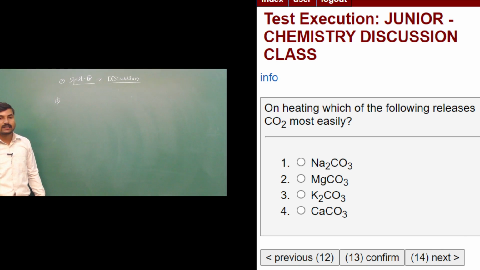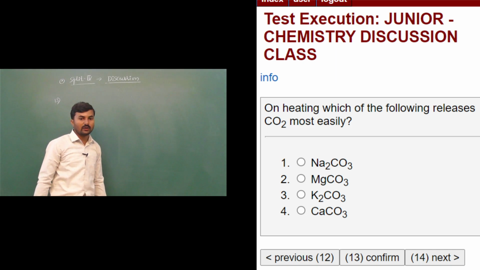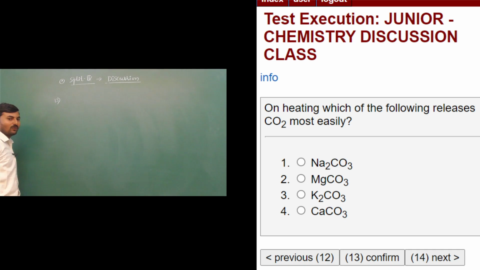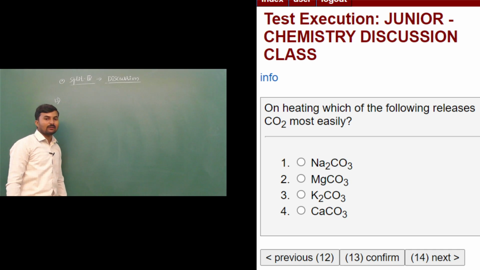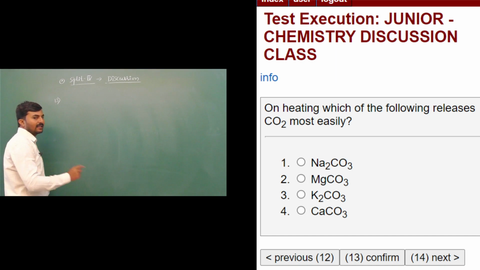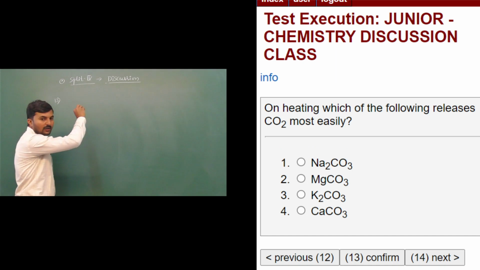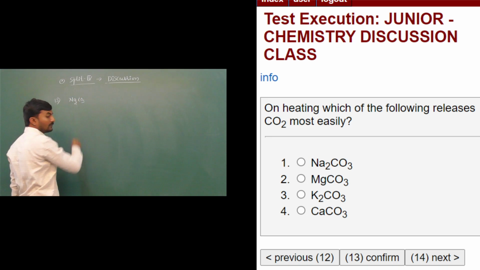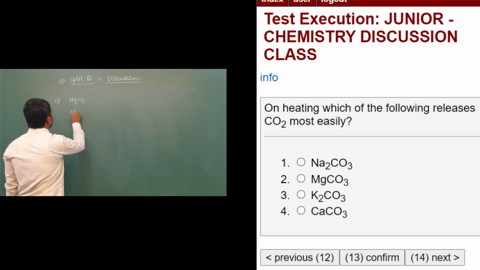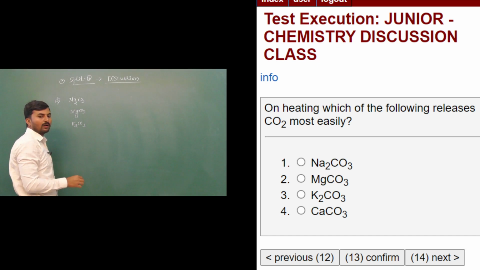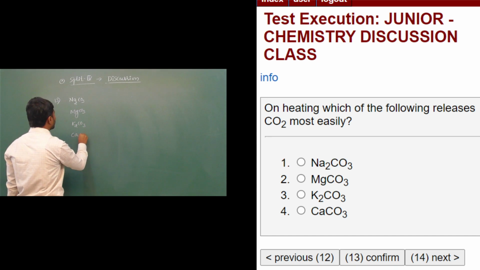Yes, question number 13 is like this. On heating, which of the following releases carbon dioxide most easily? Okay, so what are the options they have given? Na2CO3, followed by MgCO3, followed by K2CO3 potassium carbonate, and calcium carbonate.